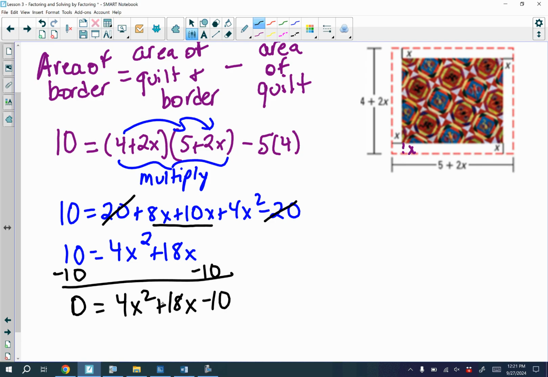Now, I need to factor. My first question I need to ask myself, is there a greatest common factor? There actually is. 4, 18, and 10, they all have a 2 in common. So I'm going to factor that out. And when I do that, I need to rewrite my equation here.